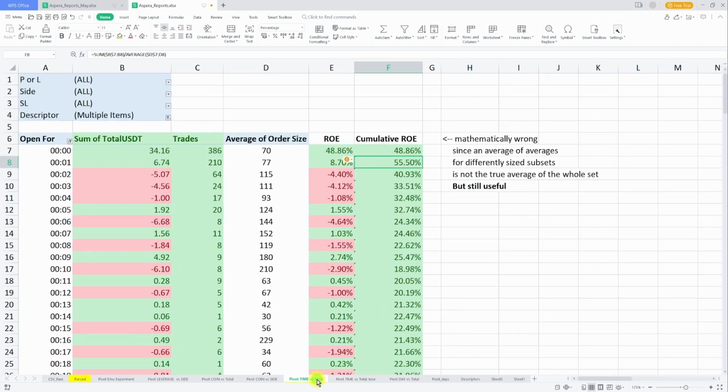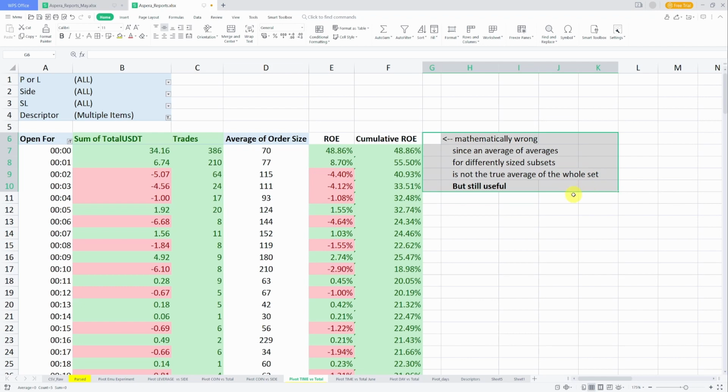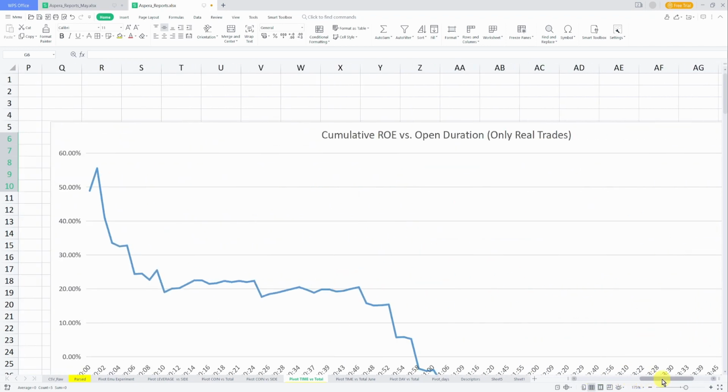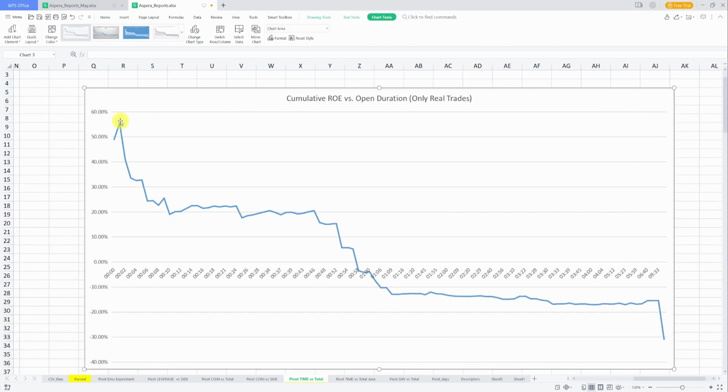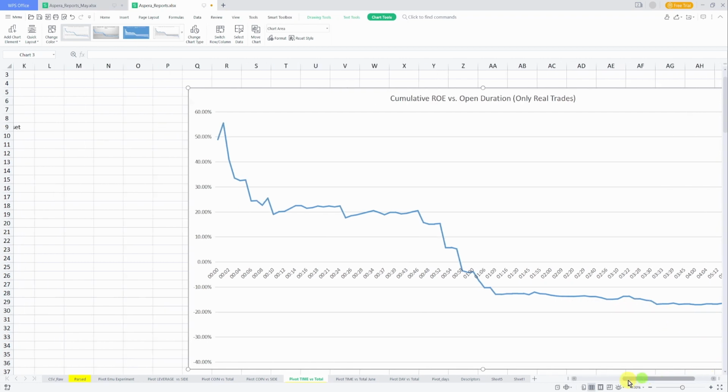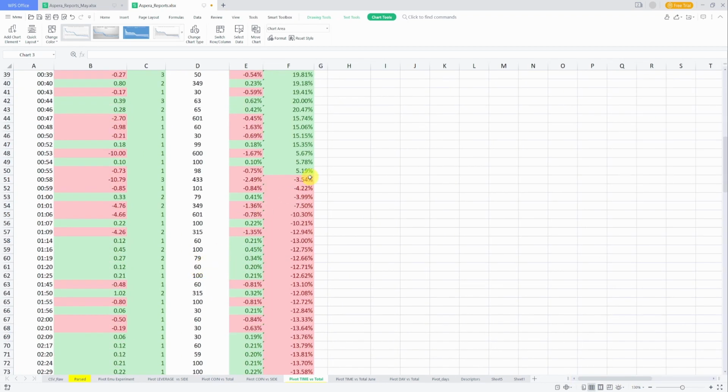Back to the whole picture, I've also done an approximation of the cumulative ROE that works like this. It is not fully mathematically correct, as explained here, but it is useful enough for what I'm about to show you. Here I have a graph of how the cumulative ROE changes depending on the open position duration. Peaking at 1 second, it starts going down, and it is all downhill from there. In my particular selection of trades, after 58 seconds, there is no way back up into the profitable zone. And this is confirmed here as well in the table, of course.